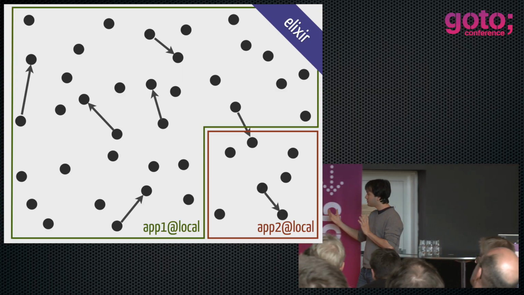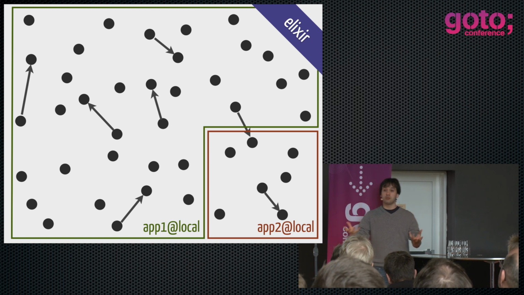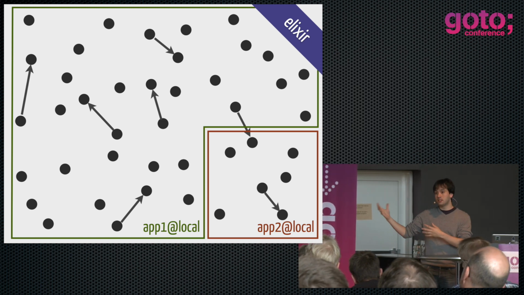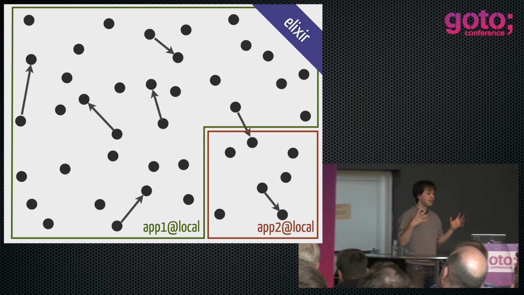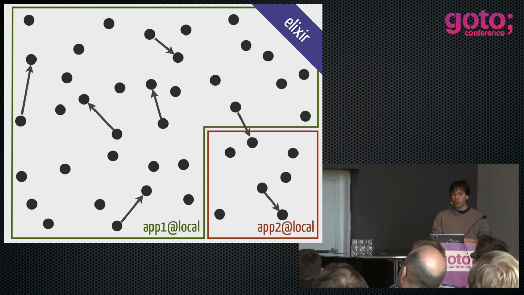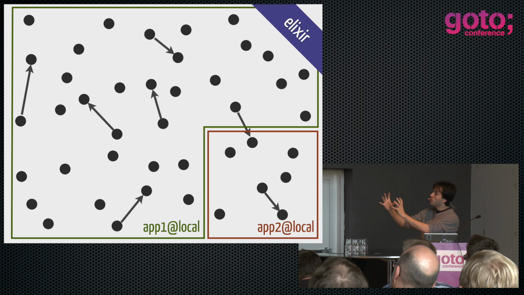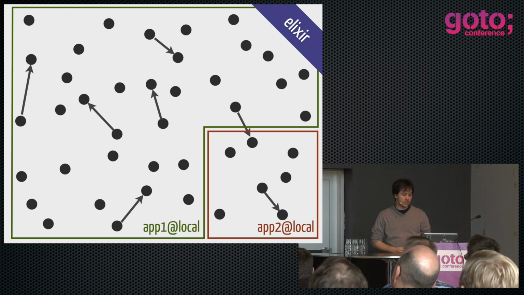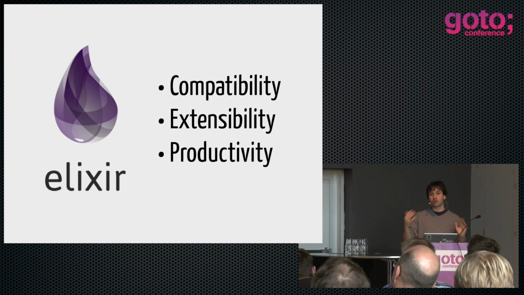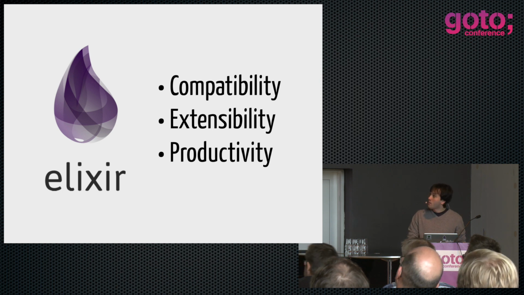And as I said, this is all properties of how the virtual machine was designed. So this not only applies to Elixir, but Erlang, Joxa, everything that's running in that virtual machine. So why Elixir? Why would I use Elixir? The best way to tell why you should go with Elixir when you're coming to this particular virtual machine, and when you want to think about this particular kind of design of software, is to talk about our 3 goals in the language: compatibility, extensibility, and productivity.